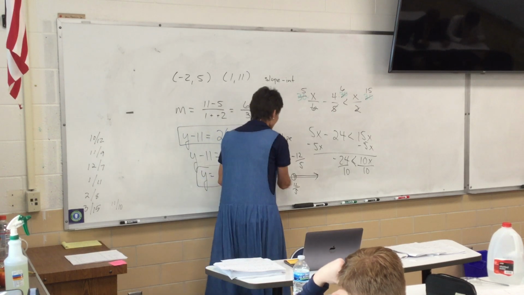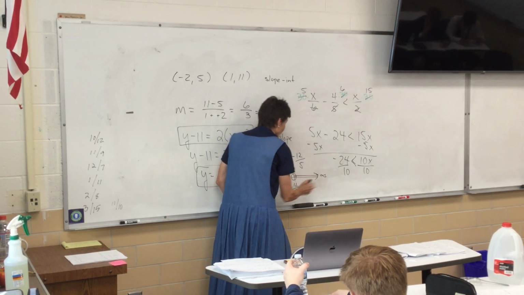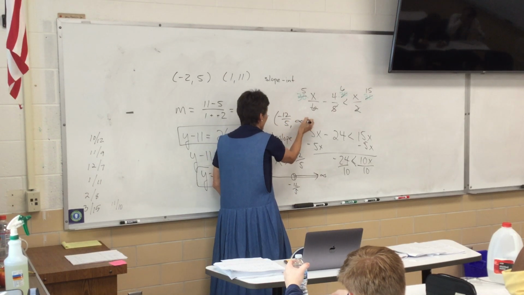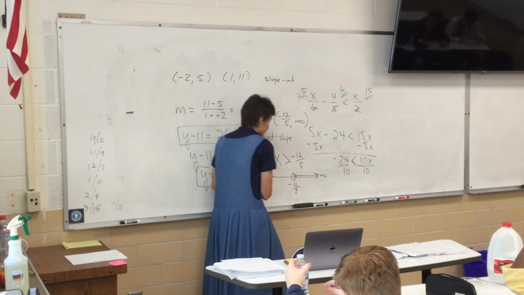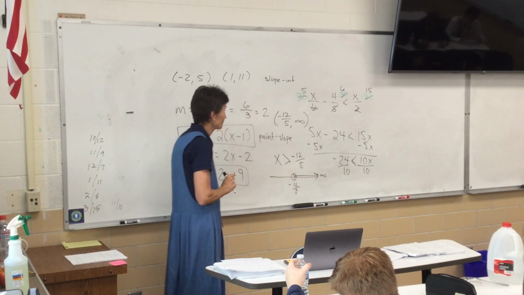So, once I figured out this is what the graph looks like, then if I had to write interval notation, I could say negative 12/5, comma, positive infinity, because it's going that way, toward positive infinity.